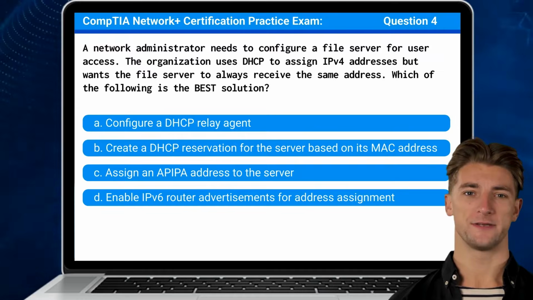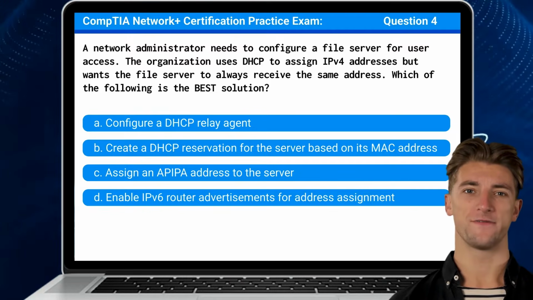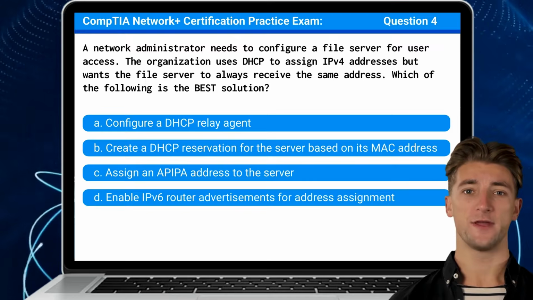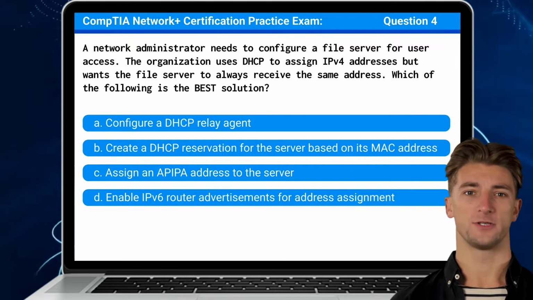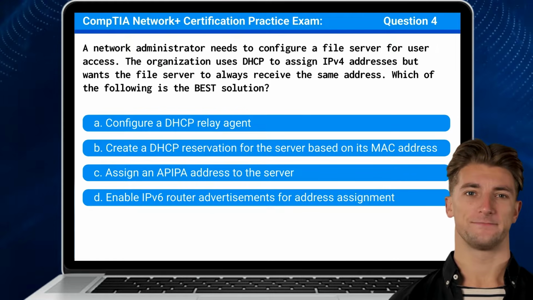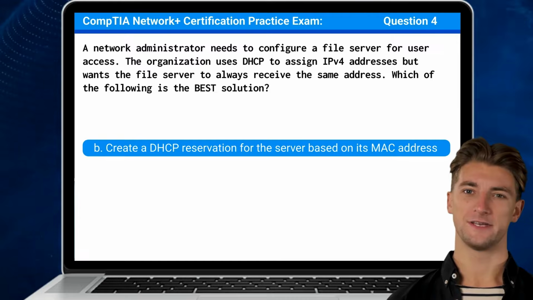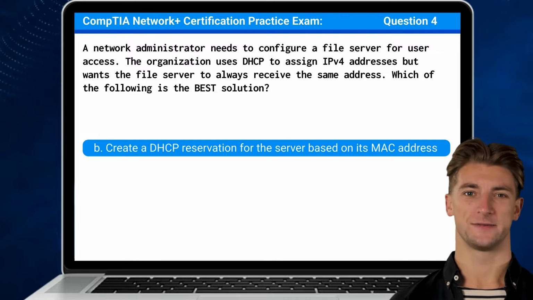Question 4. A network administrator needs to configure a file server for user access. The organization uses DHCP to assign IPv4 addresses but wants the file server to always receive the same address. Which of the following is the best solution? The answer is B. Create a DHCP reservation for the server based on its MAC address.